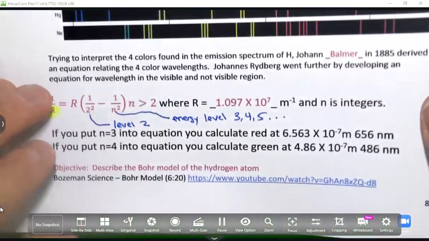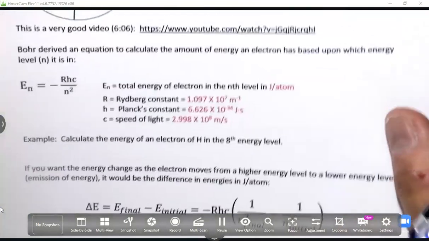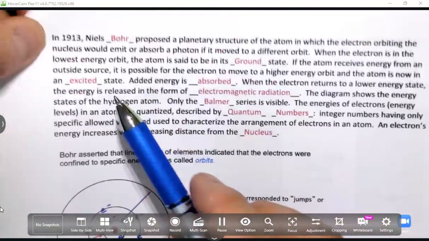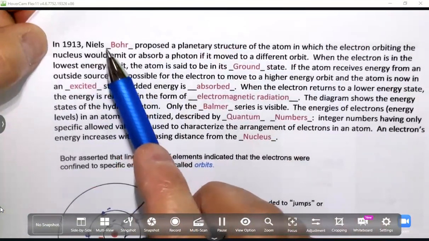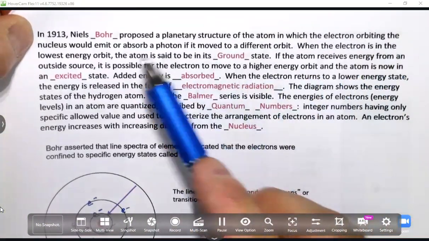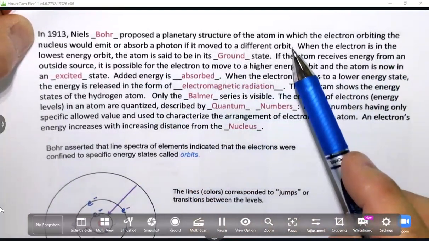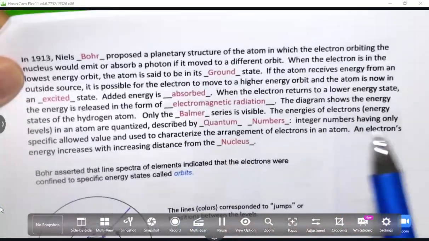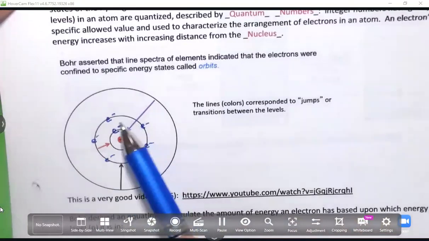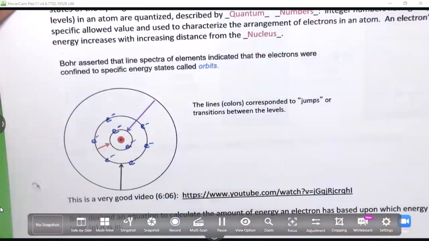Okay, we will calculate some of those out. Let's get there because we're going to use this equation next time, but let's finish this up right here. So in 1913, Niels Bohr proposed a planetary structure of the atom in which the electron orbiting the nucleus would emit or absorb a photon if it moved to a different orbit, higher energy level, right? It's like climbing a ladder. Or this looks like a planetary model, correct? Where the sun is at the center.